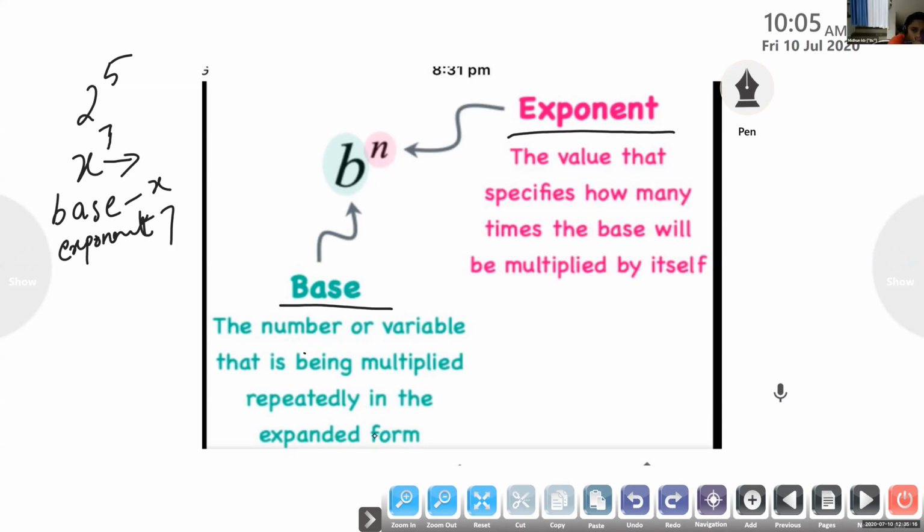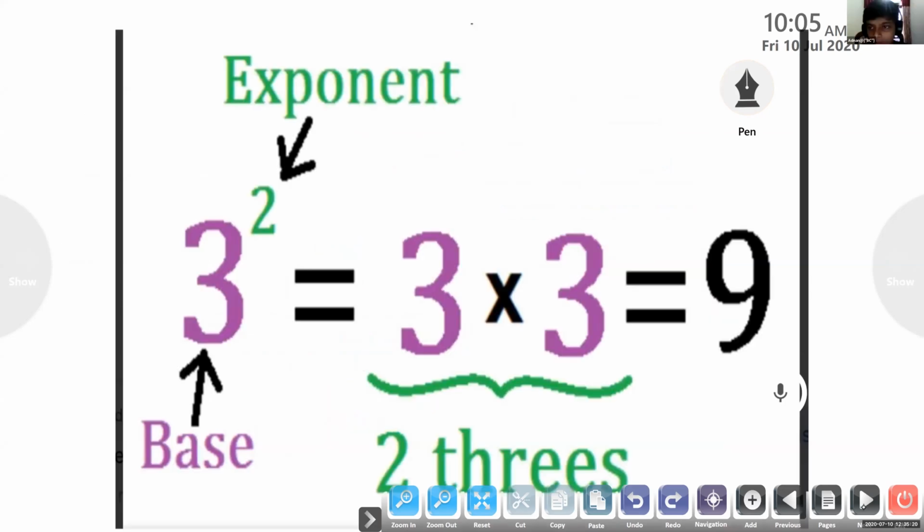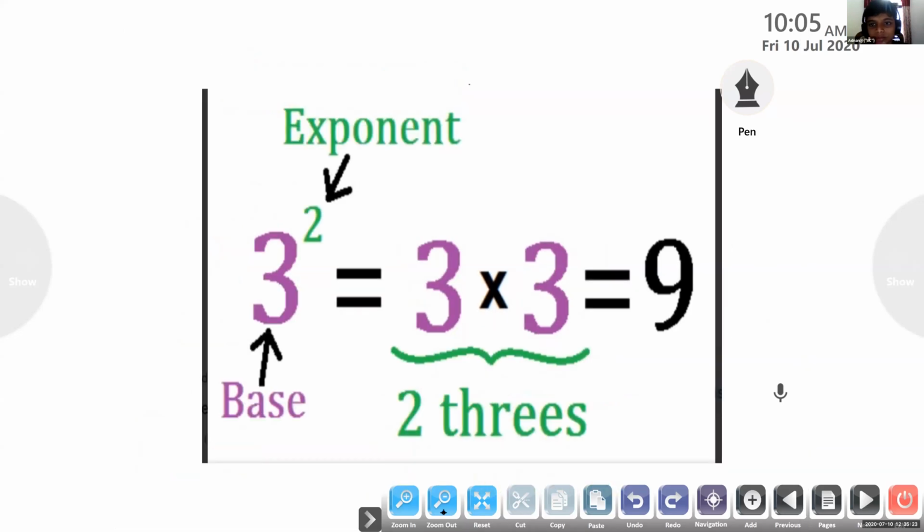Okay, all of you clear? Yes, ma'am. Okay, you can see some examples. Did you ask anything? Anybody? No. Okay, good. So here you can see some of the examples. 3 square, or 3 raised to the power 2. So 2 is the exponent, 3 is the base. 3 square means what?